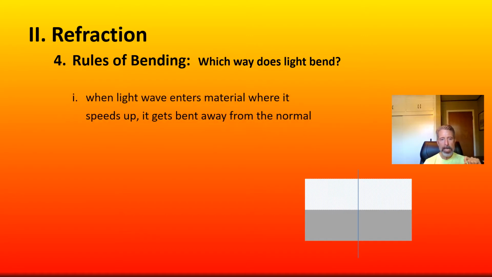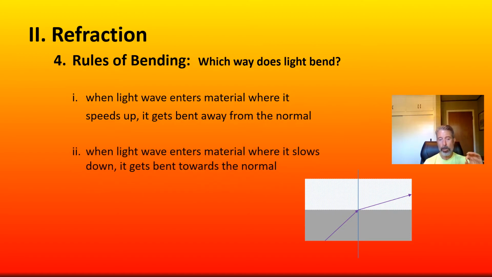So when a light wave enters a material where it speeds up, the rule says that it gets bent away from the normal. If I show you an incident ray here traveling in this medium, perhaps because this is a more optically dense medium, this purple ray gets refracted when it gets bent at the boundary between the new media. So it's entering a medium where the optical density is probably lower and it can actually speed up. When that light wave speeds up, it gets bent away from the normal.